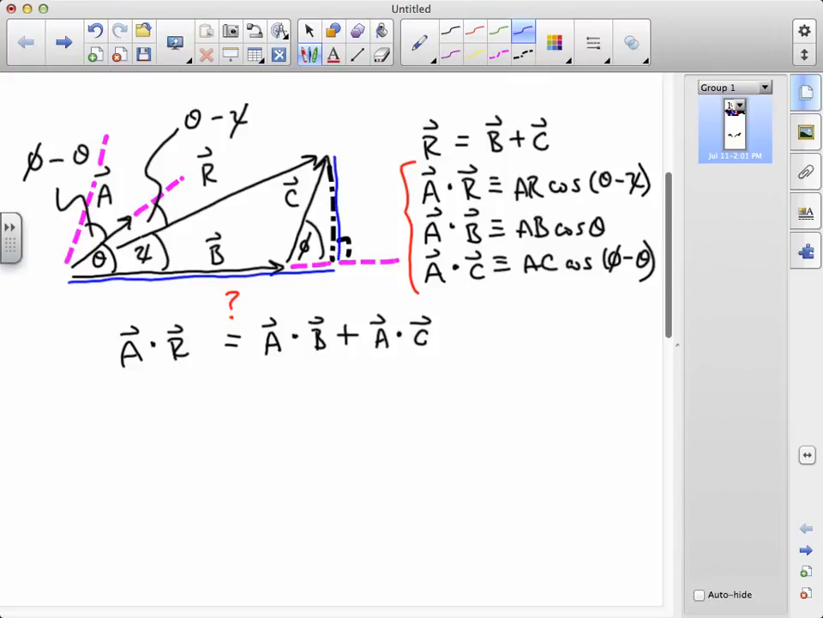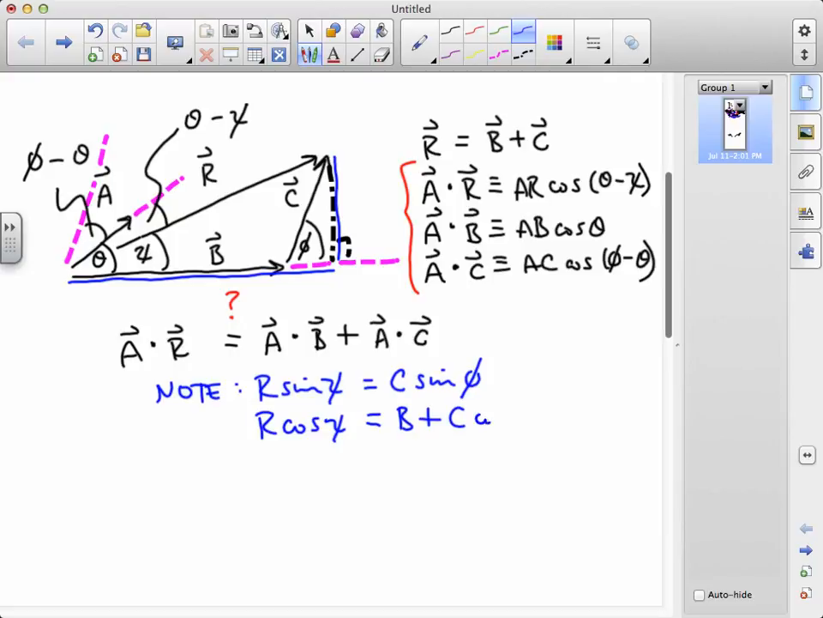We can see the vertical blue line could be represented either as R sine psi, or equivalently it could be written as C sine of phi. In addition, the horizontal blue line could be written as R cosine psi, or it could be written as B plus C cosine phi.